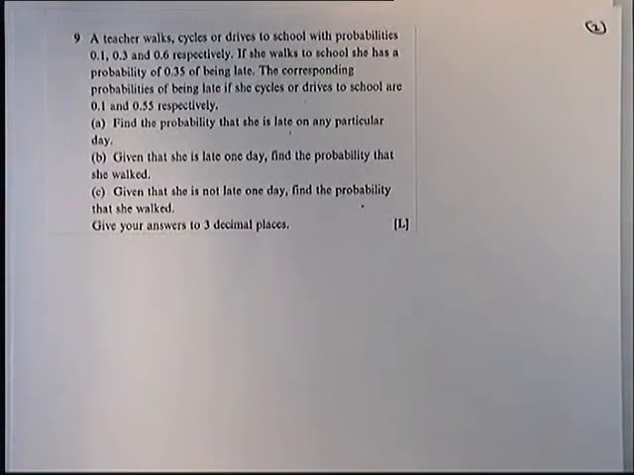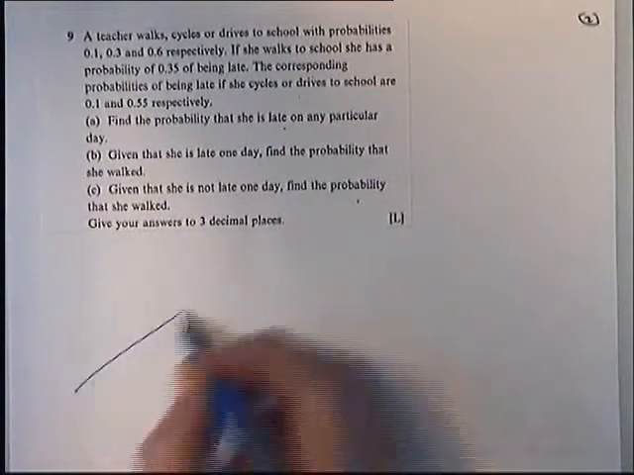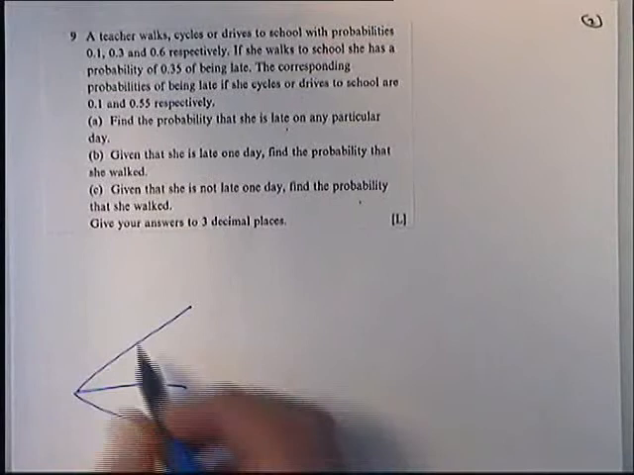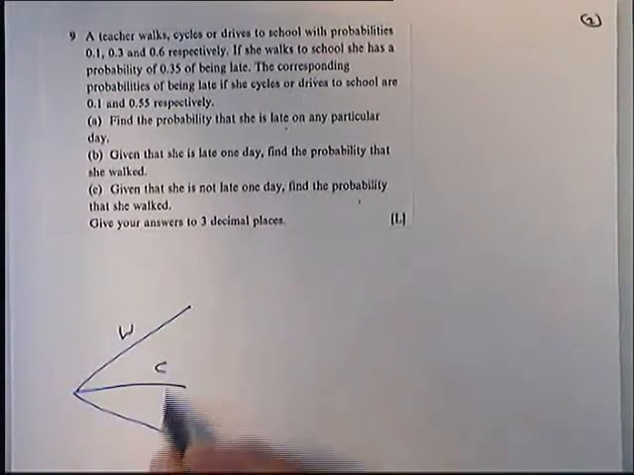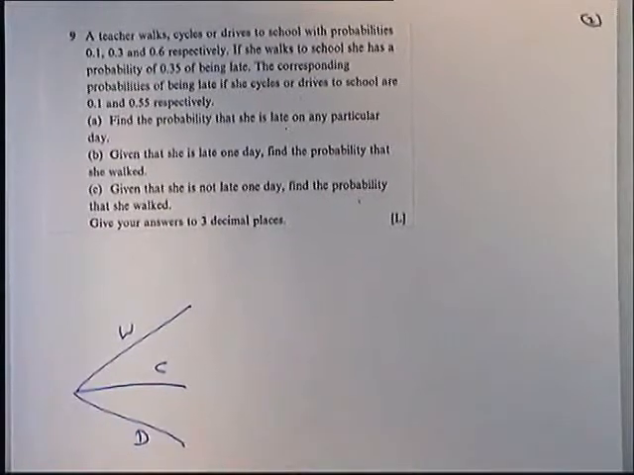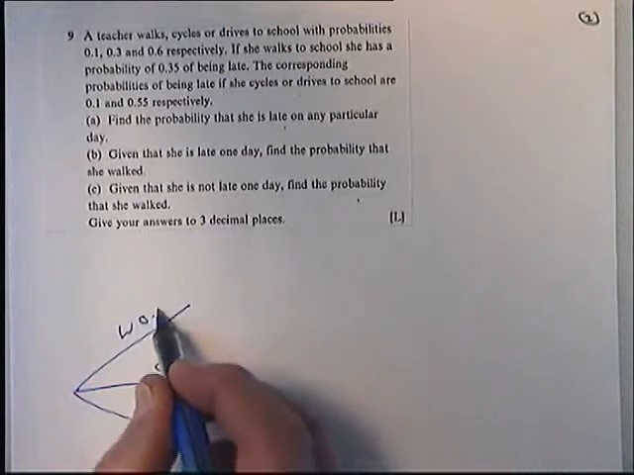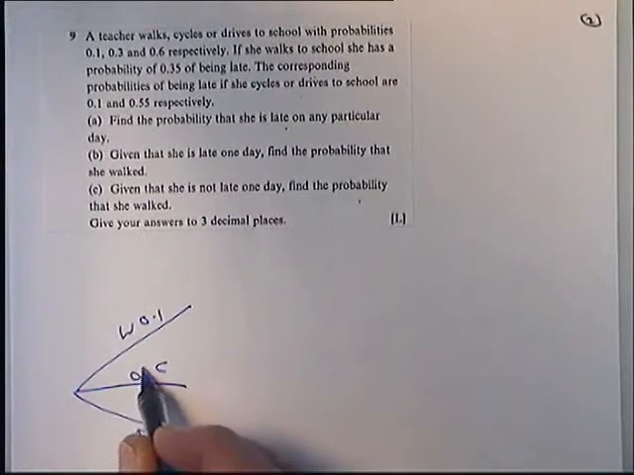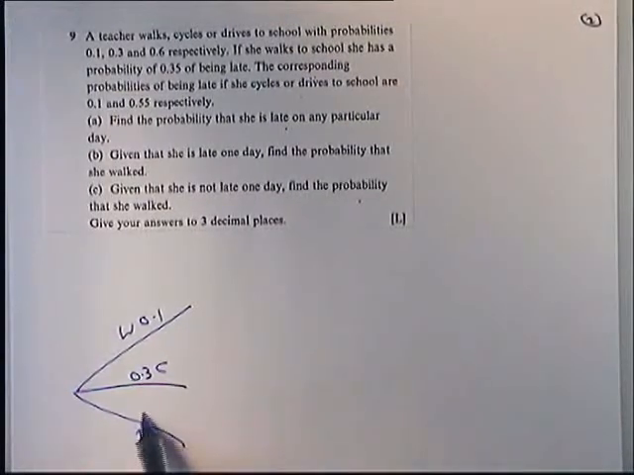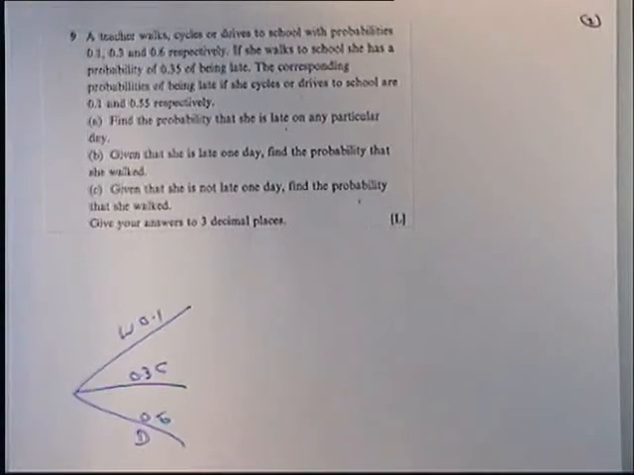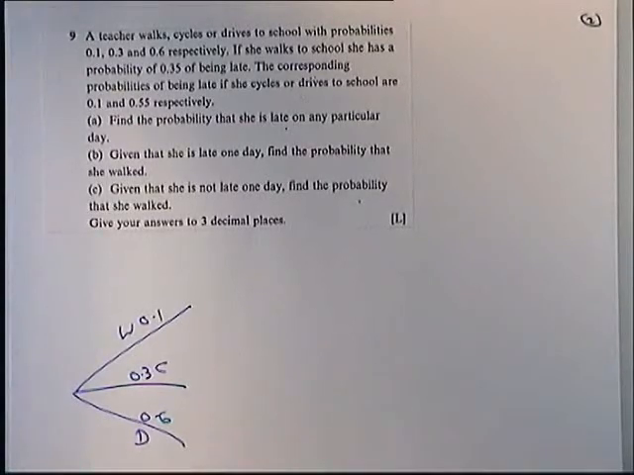You've got one thing here happening after another. The first thing you've got is how she gets to school. So, how she gets to school, she can either walk, cycle, or drive. And we're told the probabilities for walking, 0.1, cycling, 0.3, driving, 0.6. That's stage 1, how she gets to school.